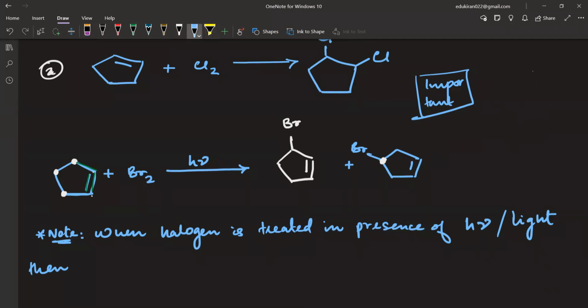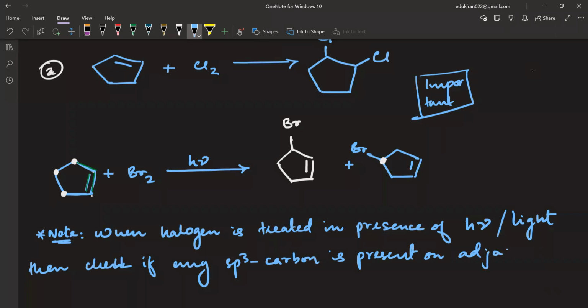H nu, then check if any sp3 carbon is present on adjacent, लिख लीजिए, adjacent to the carbon double bond. Okay. Now if sp3 carbon is present, then what you will do? You will do the free radical halogenation.